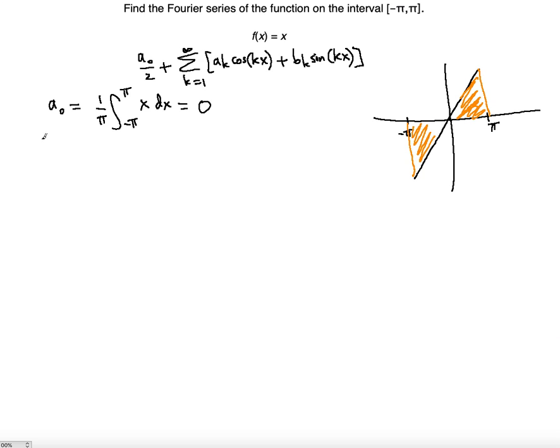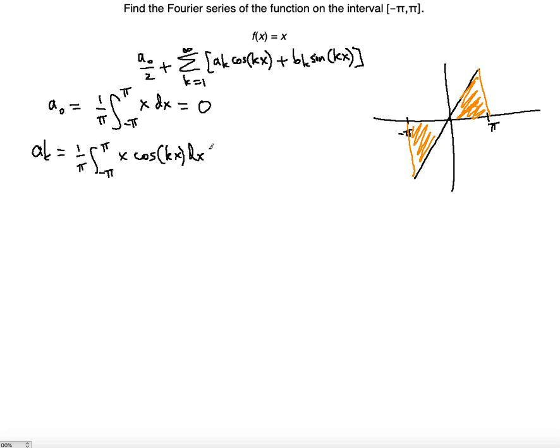So now, a subscript k, same thing, 1 over pi from negative pi to pi, but now we're going to multiply the x with the cosine: x cosine kx dx. Okay? So you can use integration by parts. But what I can already see is that this whole thing will be equal to 0. I can check it for you.